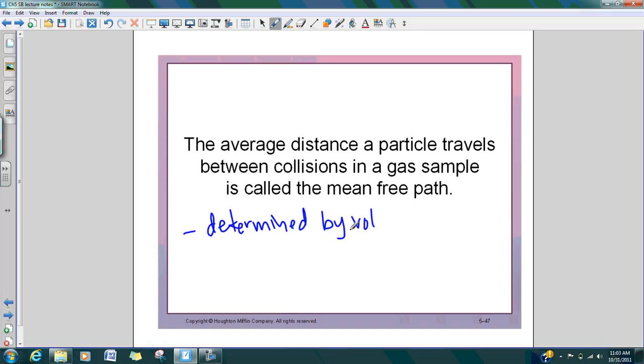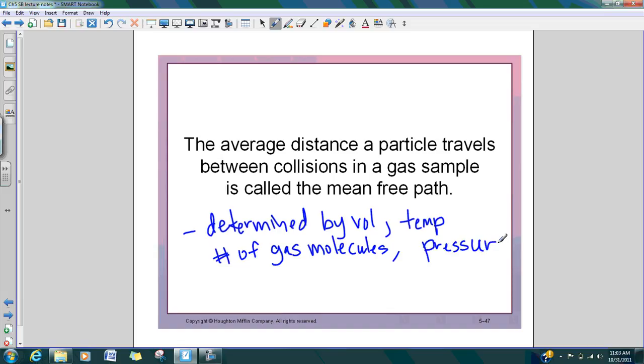It's determined by the volume, it's determined by the temperature, and it's determined by the number of particles, so the number of gas molecules that you are going to have. It's also determined by the pressure. Now all of these affect a gas, and that's why we have to take them all into consideration. This is usually a really, really small distance, and gas molecules do move fast.